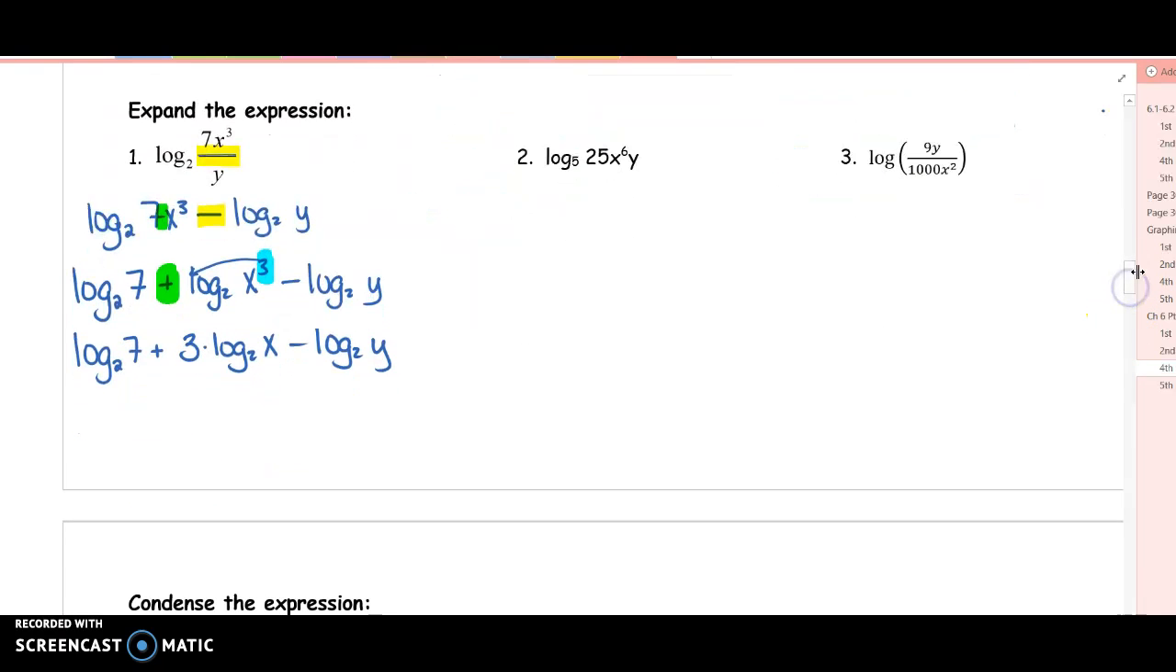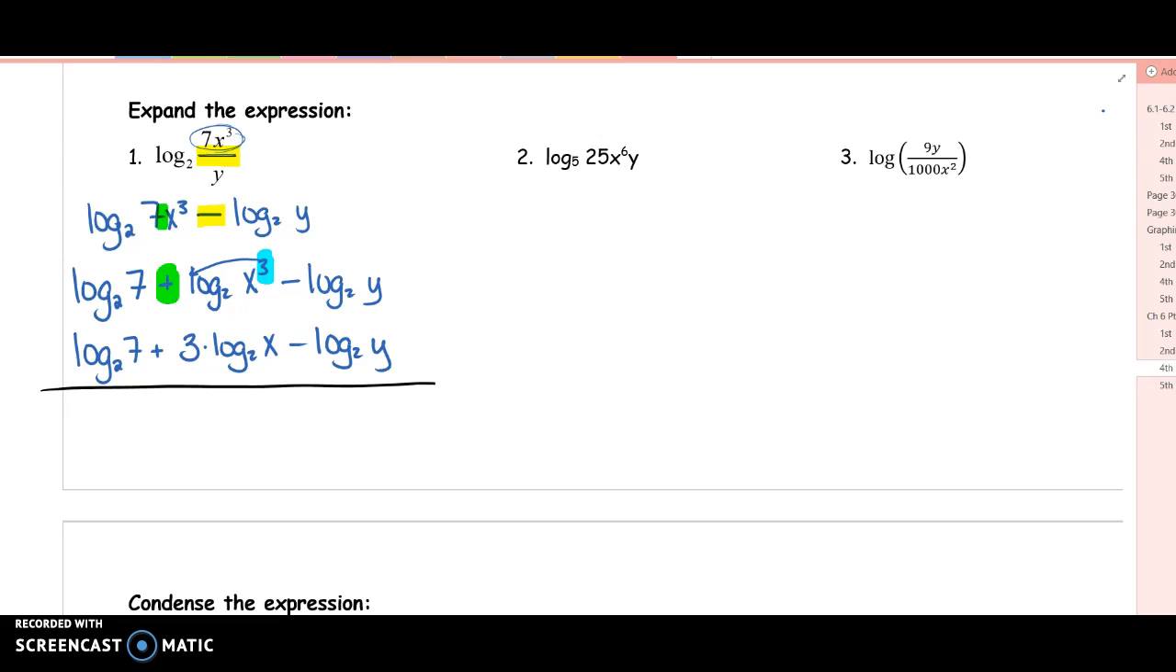Now, what I want you to notice is the stuff that used to be on the bottom inside the log is now in its own logarithm with a minus in front of it. The stuff that was on the top of the original log is in its own logarithm, and there's positives in front of them. So there's a positive in front of this first one, but we don't have to write a positive in front. So here's my shortcut.